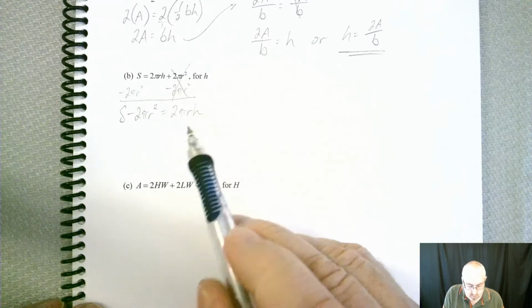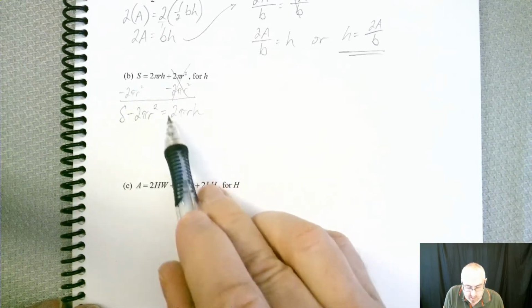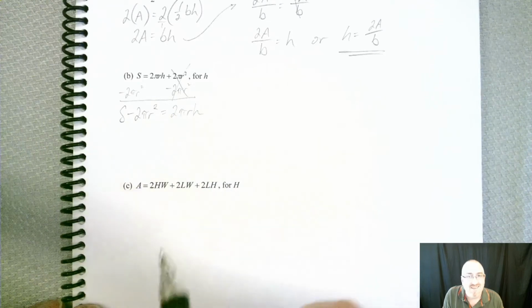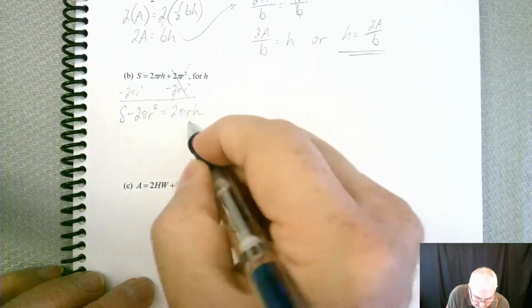Well, how do we get rid of all this stuff that's multiplied onto the h? You got it again. We've got to divide.